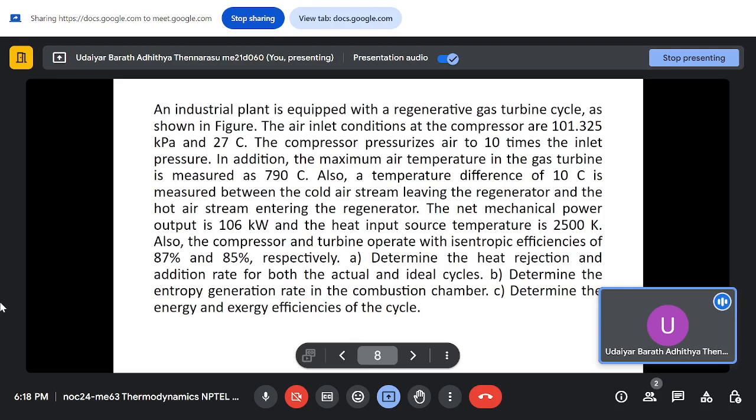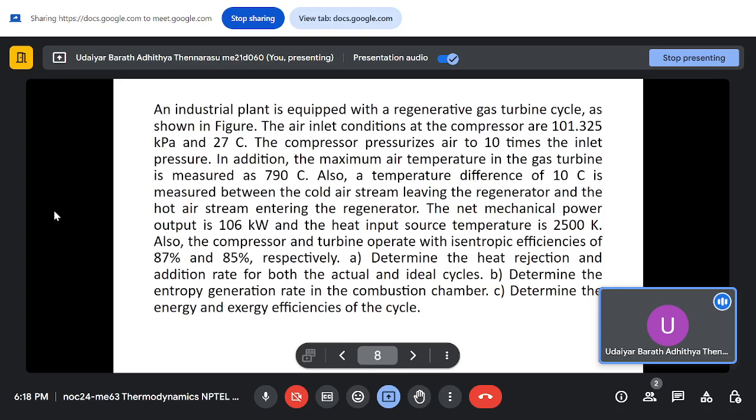Also a temperature difference of 10 degrees Celsius is measured between the cold air stream leaving the regenerator and the hot air stream entering the regenerator. So a temperature difference between one side of the heat exchanger regenerator is given. The difference is 10 degrees Celsius. So I'll show you in the problem. So we'll see what else is given.